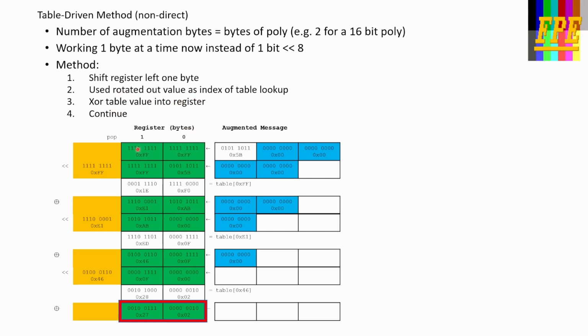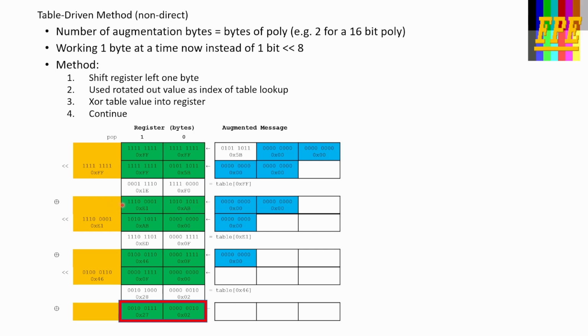So our initial value here is all 1s. The message in this case is 0101 1011, and then the augmentation bytes are all the zeros here. So we push everything over 1 byte. Now we've got 0xFF over here, the 0xFF here, this 0x5b is moved over here, and you're left with your 2 augmentation bytes over here. You perform the table lookup on 0xFF, and that results in these 2 bytes right here. And then you exclusive OR that with what you had, and now you have 2 new values in your register.